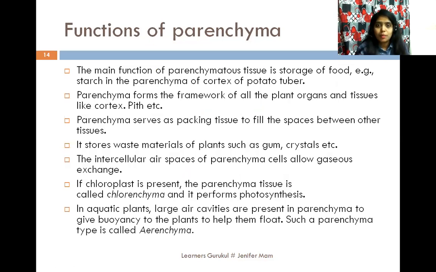Now let's talk about some of the functions of parenchyma. The main function of parenchymatous tissue is storage of food. For example, starch is stored in the parenchyma of the cortex of the potato tuber. It also forms the framework of all the plant organs and tissues, like the cortex. It serves as a packaging tissue to fill spaces between the tissues. There will be some spaces between the tissues, and these spaces are filled up with parenchyma cells, so they are said to be packaging tissues.